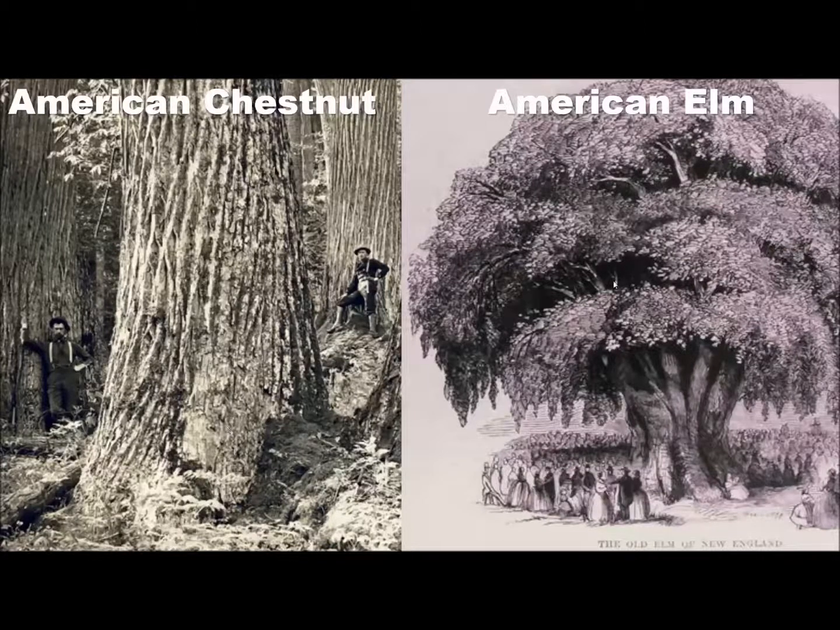Similarly, American elm was an abundant tree on the landscape, also grew to massive sizes. This one, called the Old Elm of New England, was about 400 years old when it was cut down, and people said that the entire community could be shaded under it. If you look at our forests today, there are still trees that grow to this size, but not nearly as many out there. And our forests are still very young in comparison to what they once were.